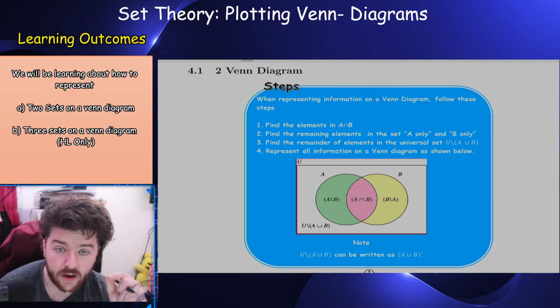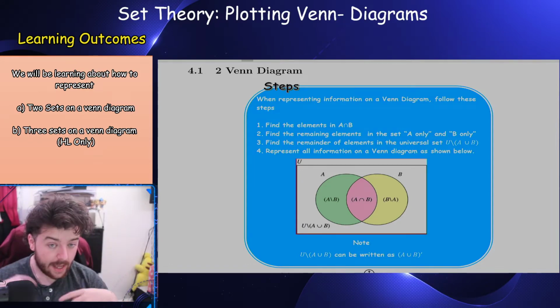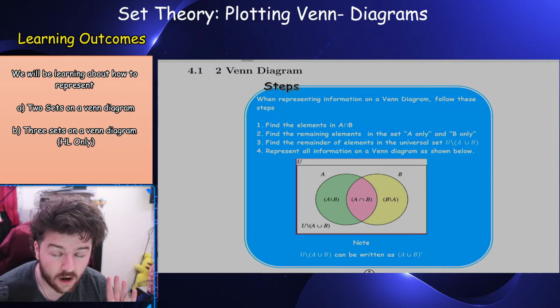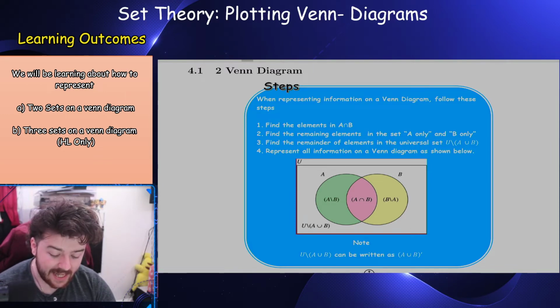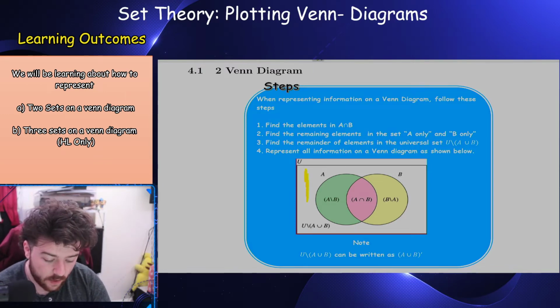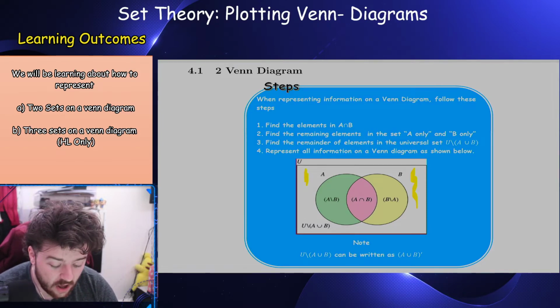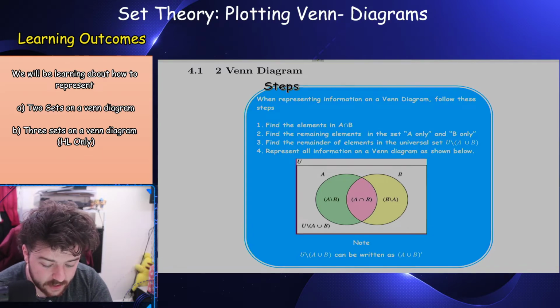Step 2, we find the remaining elements, i.e. the set A only and B only. So the elements that are only in set A and the elements that are only in set B, so not shared by any of the sets. Then step 3, we find the remainder of the elements in the universal set, i.e. the outside area here, the little white space. And then finally we just represent it all on a Venn diagram. Easy peasy, right?